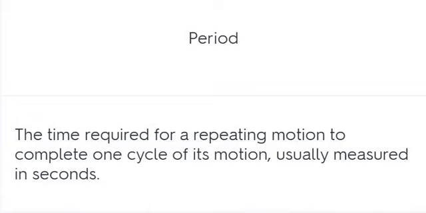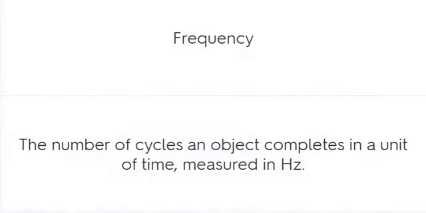Period. The time required for a repeating motion to complete one cycle of its motion, usually measured in seconds. Frequency. The number of cycles an object completes in a unit of time, measured in hertz.